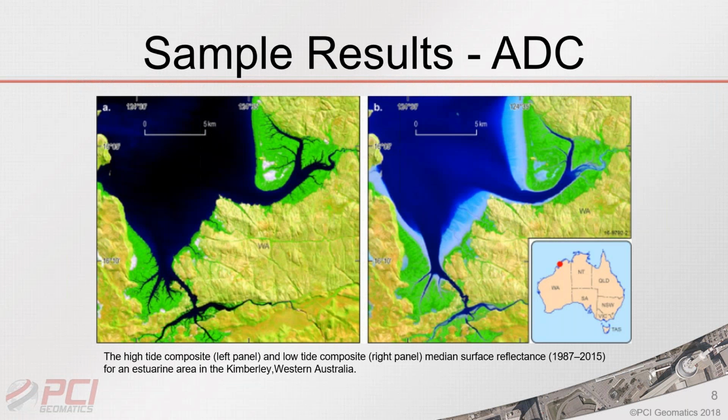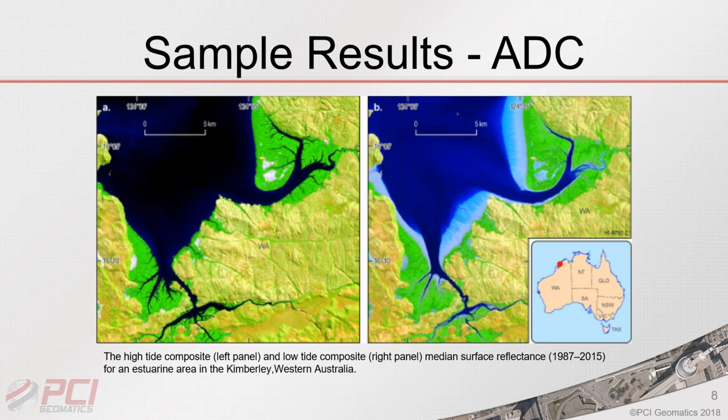Here are some results. So why would you do this? Here are some results from Dr. Lewis's paper. This is an example of a high tide composite. Going back to 1987 all the way to 2015, looking at the changes in tide over time and being able to create the composite image. The low tide composite image is on the right, and the high tide composite image is on the left. So this gives you high tide, low tide, maximum extents over a period of several decades.